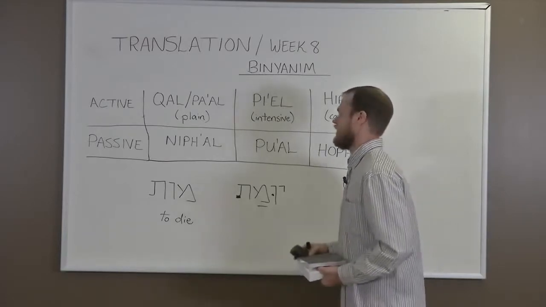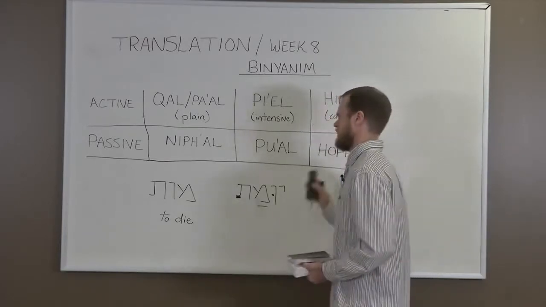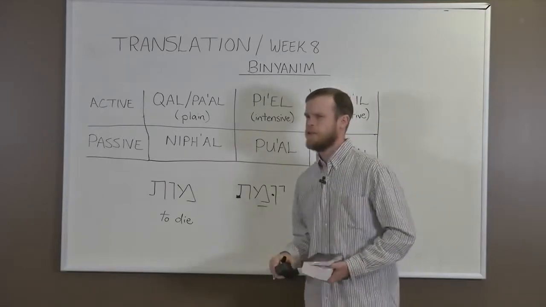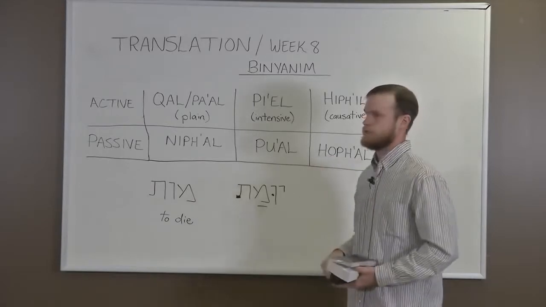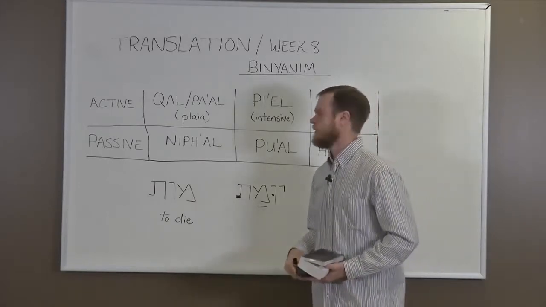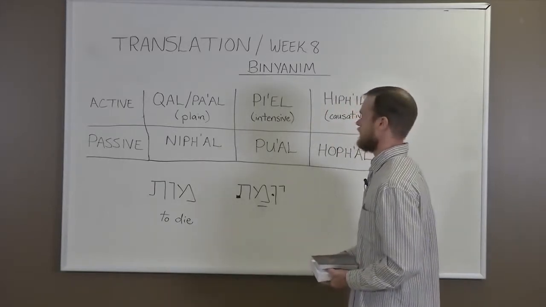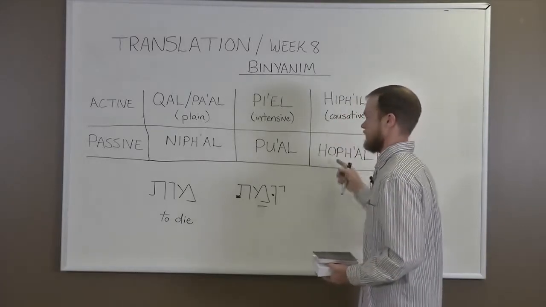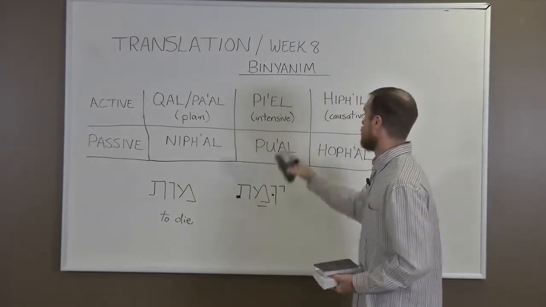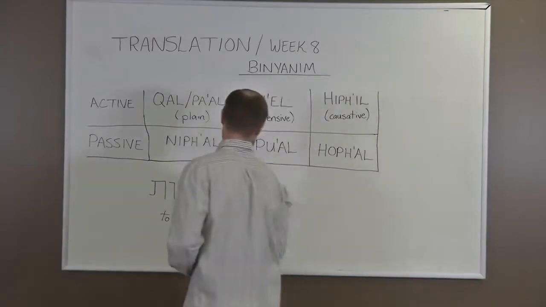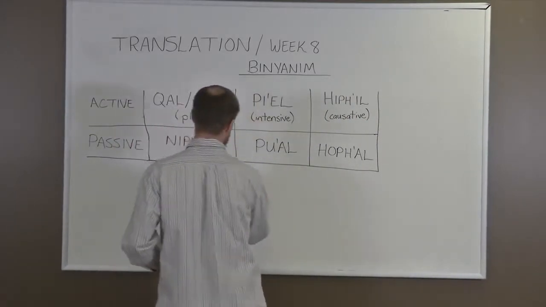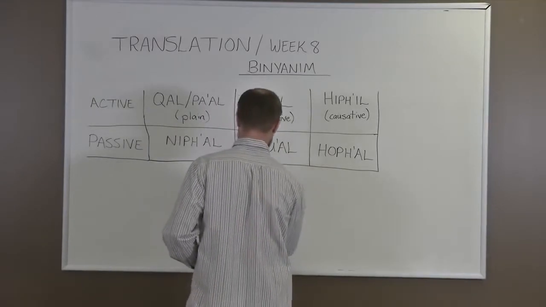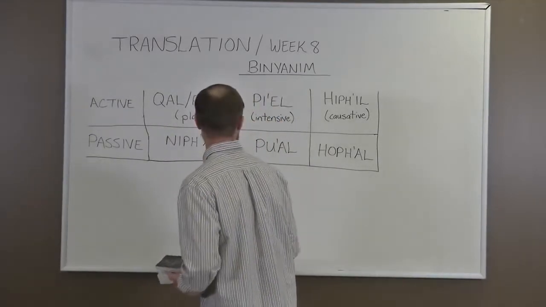Again, it is probably the least commonly used. The pual isn't used all that much either. But because it's so specific, the hofal is probably the least commonly used binyan. It is the counterpart of the hifil, just in the passive voice. So those are six of the seven major binyanim. And there are other binyanim besides the major ones, but the major ones are, of course, the major ones.